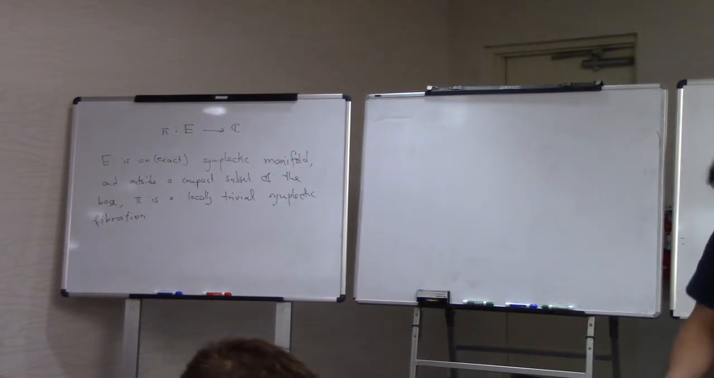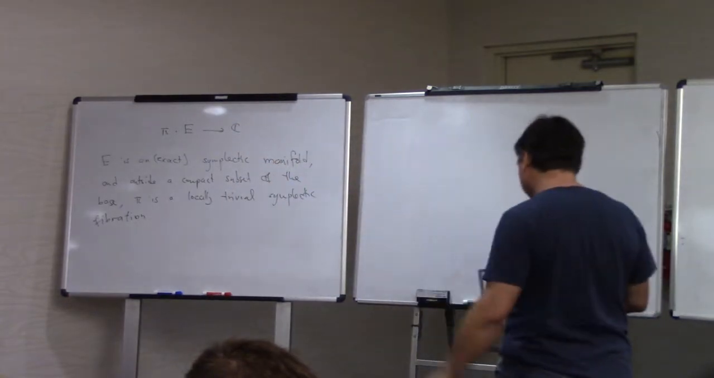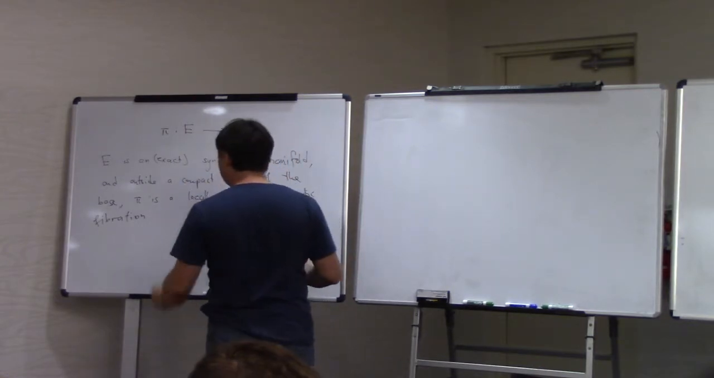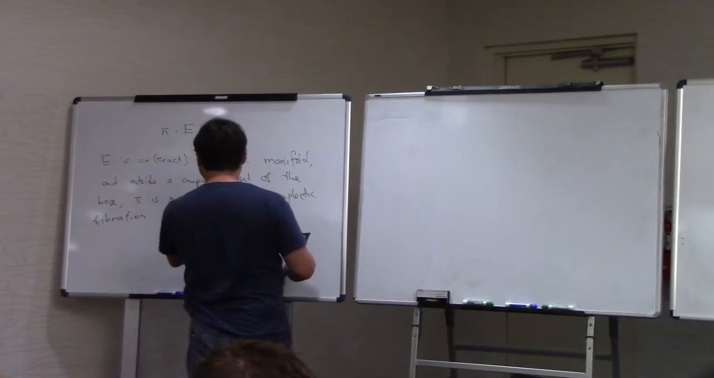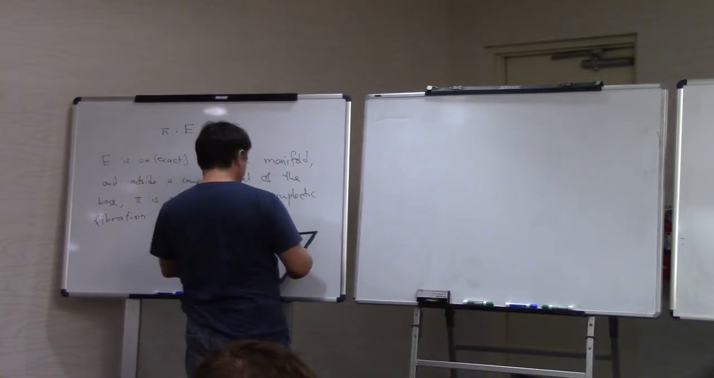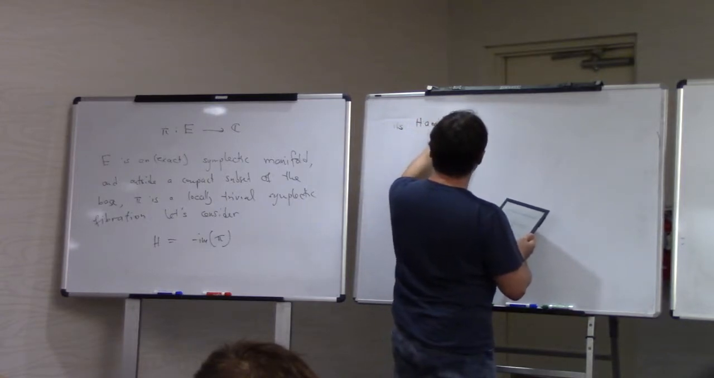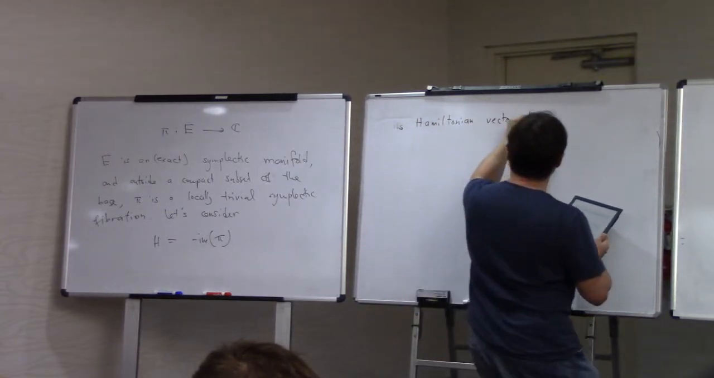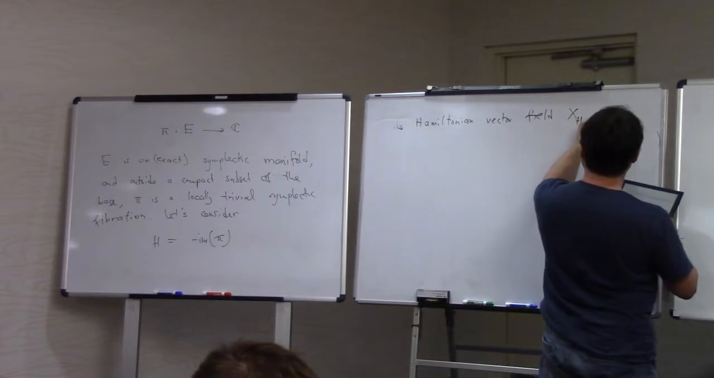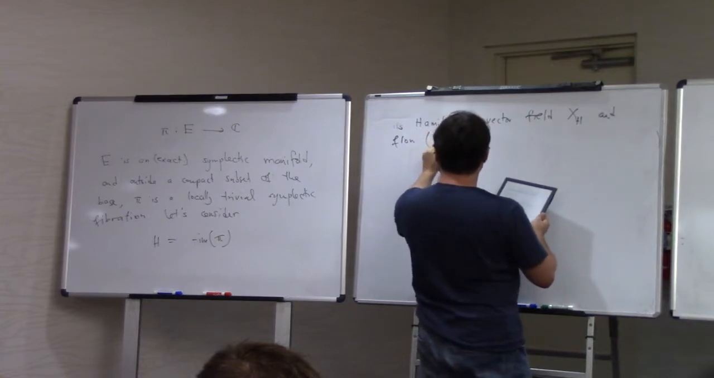Okay. So the way that you build this theory is usually you first of all pick a direction in the complex plane, which for convenience will be the direction minus i infinity. So let's consider this function H, minus the imaginary part of pi, and its Hamiltonian vector field X_H and its flow.